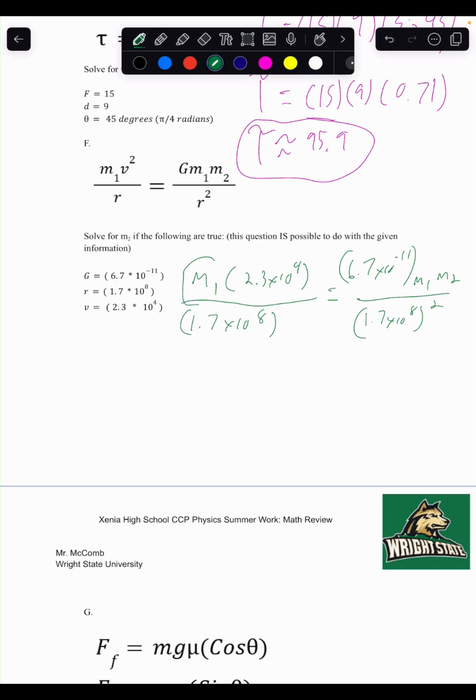Okay, so here's what we got. There's M1 on this side and M1 on this side, right? And there's no addition, right? This is just all one term. Because every term here has M1, I can remove it from each side. And the M1 cancels. And then it's pretty straightforward, right? So if you want to be fancy, you do the rules. But I'm going to do it this way.